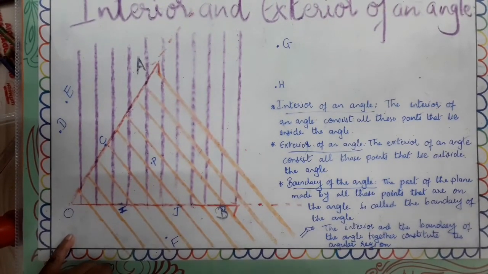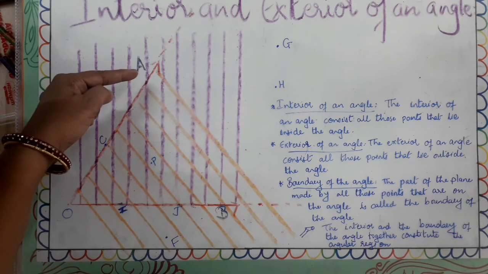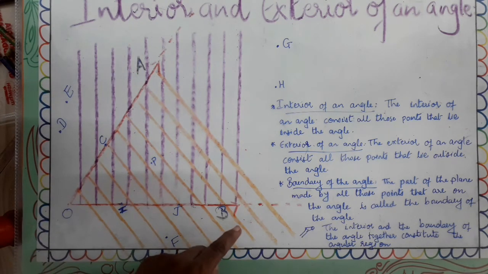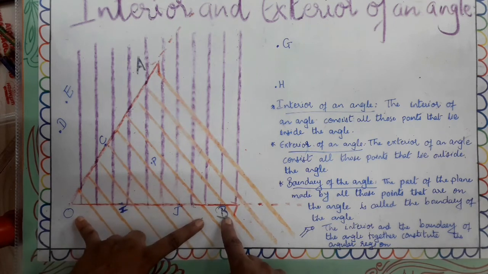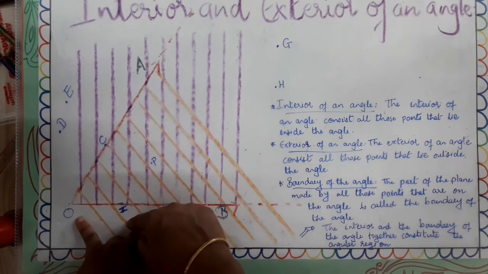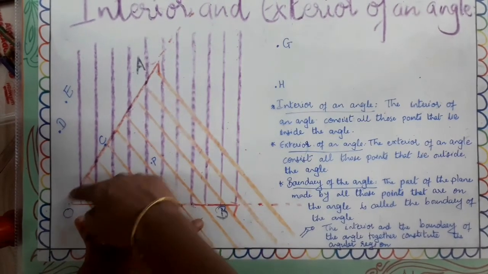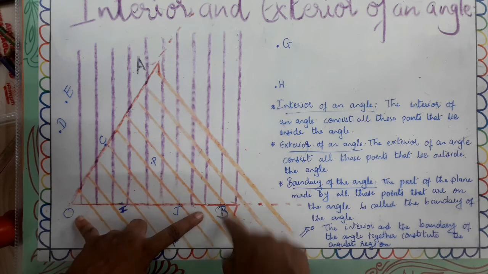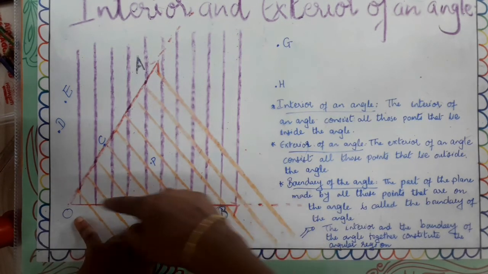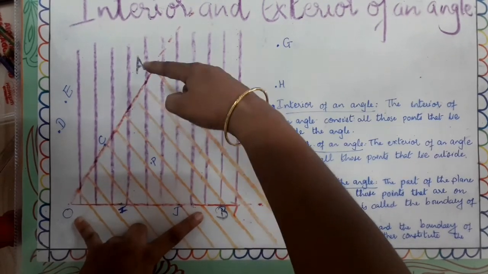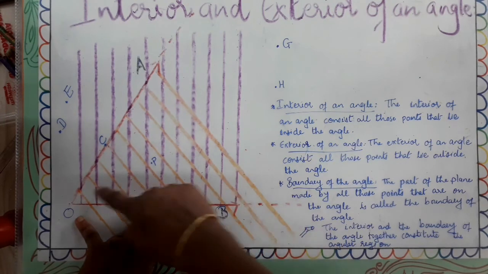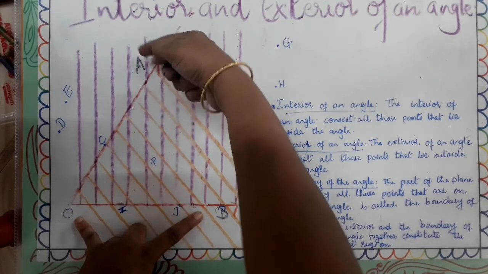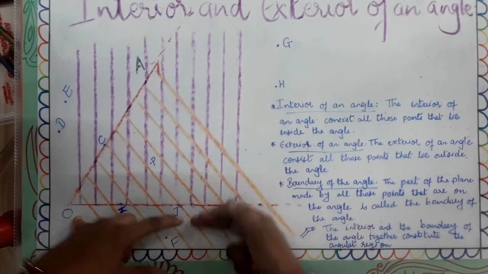Children, now see this figure. Here I have drawn angle AOB and shaded one side, taking the arm to be OB, and I have shaded the region where ray OA lies. So here you can see OB is one of the arms of this angle AOB, and these vertical lines you can see are the lines bordering OB and where ray OA lies. So this side, not the other way.